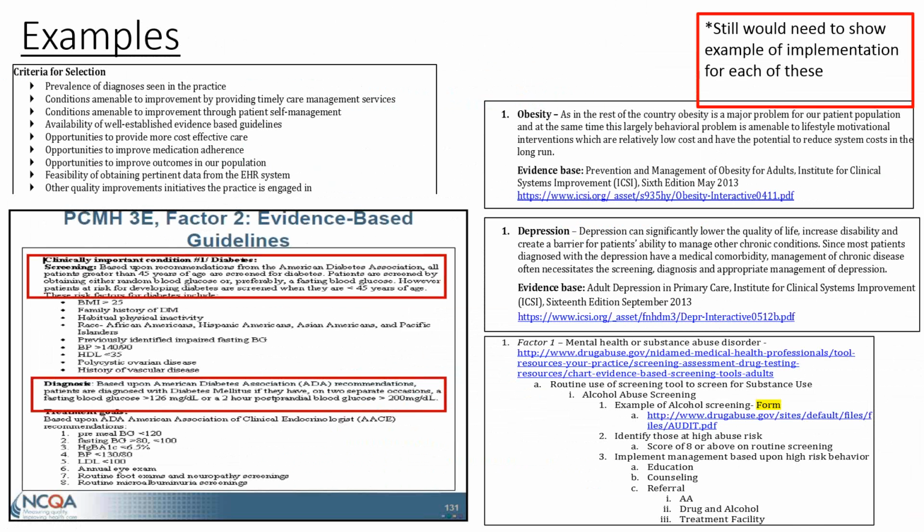And then on the right-hand side, 3 different examples, again showing the condition and the source, and would need to show implementation.